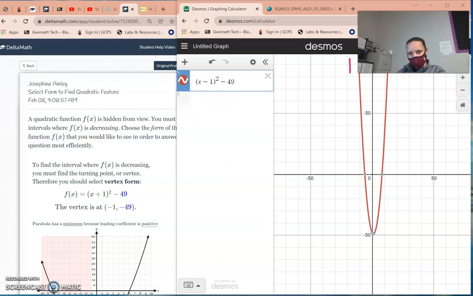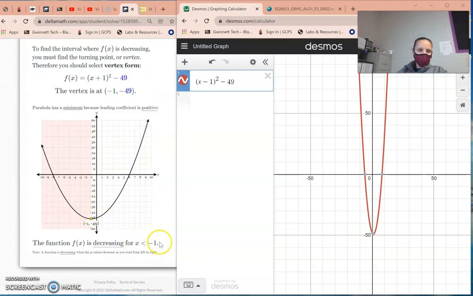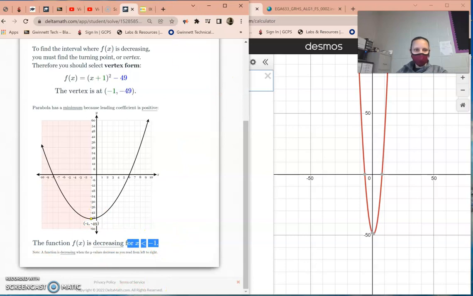So it's decreasing here, right? This is all going down. All right, so you're going to look in your x-axis as when is that happening. So from here, which direction am I coming from? Negative infinity all the way to whatever the vertex is over here. So negative infinity to whatever the vertex is, which is 1. So negative infinity to 1, or everything less than 1.